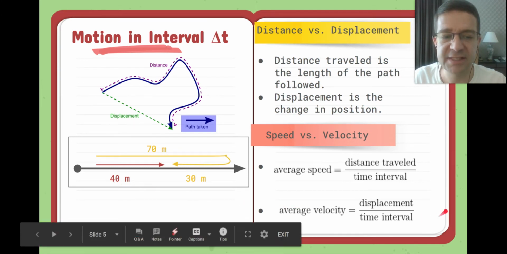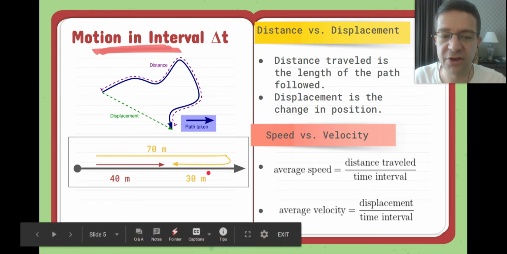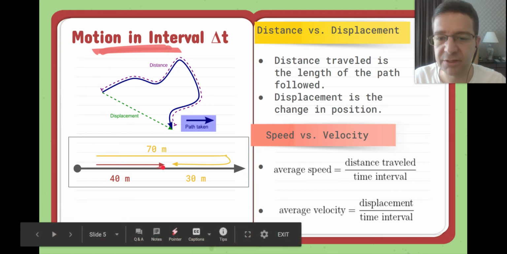The average velocity, on the other hand, we only look at the displacement. So in this case, 70 meters, 30 meters, 100 meters total over 50 seconds, it doesn't matter that you traveled 100 meters. The displacement is only 40 meters to the right, and so the average velocity is 0.8 meters per second to the right. We only think about the displacement from start to end when we're calculating the average velocity.